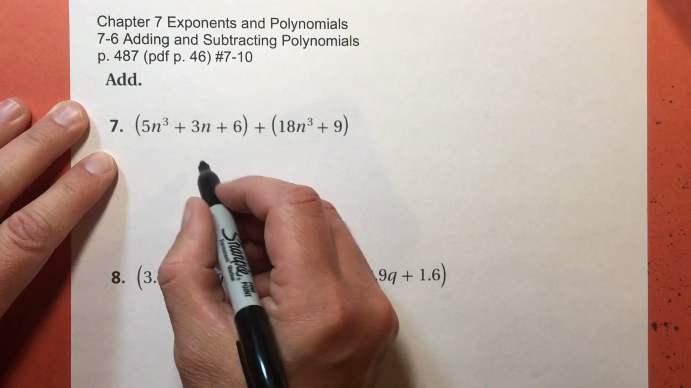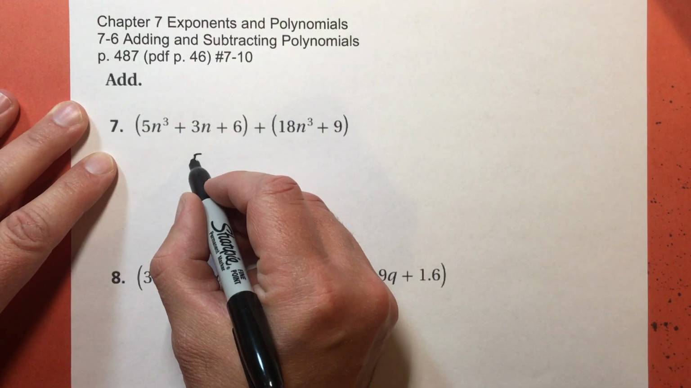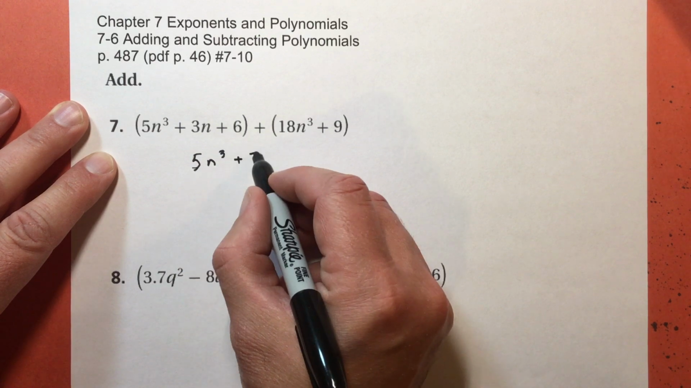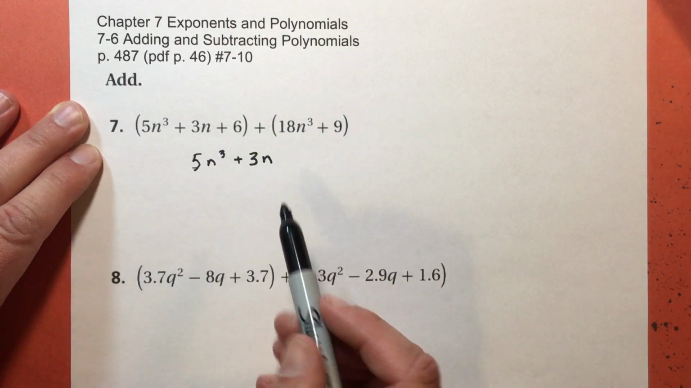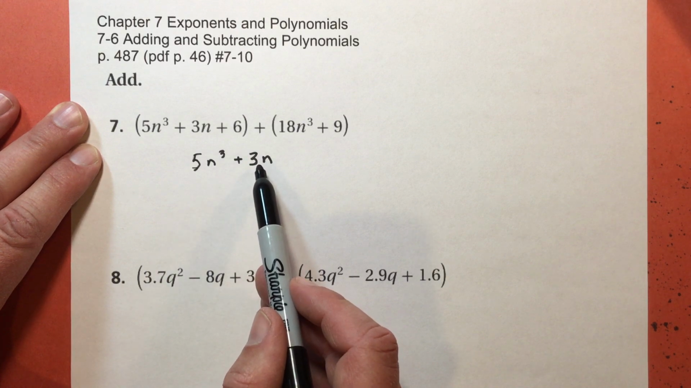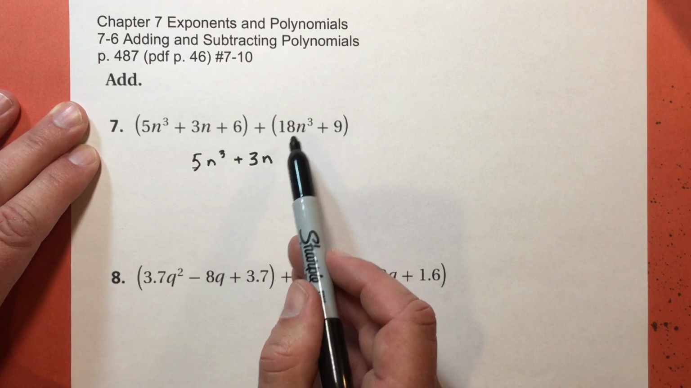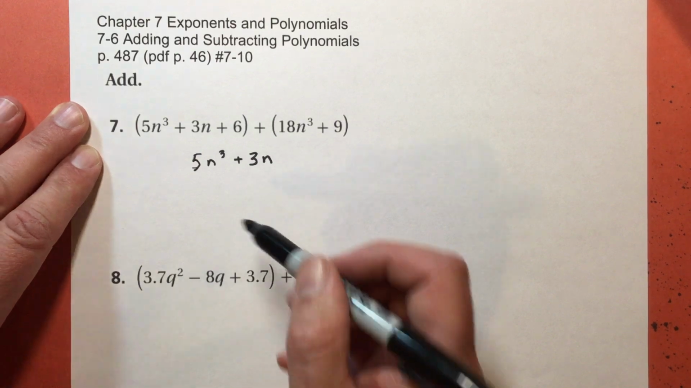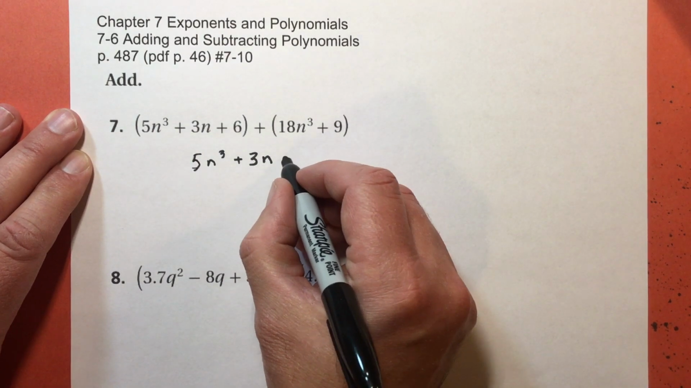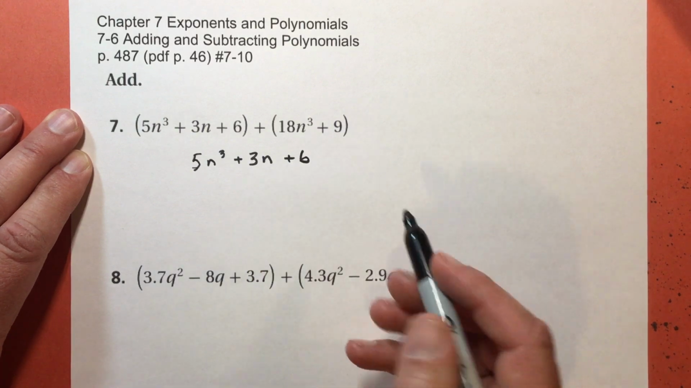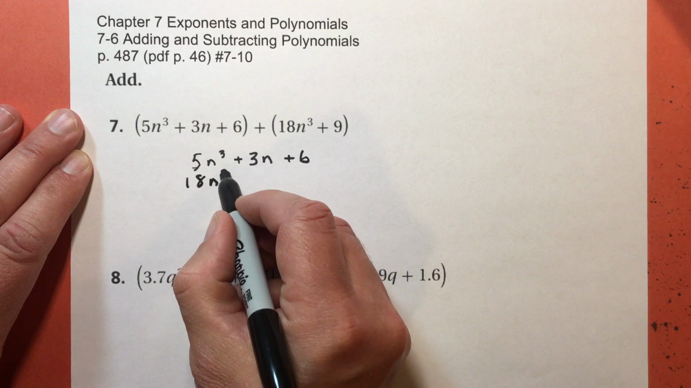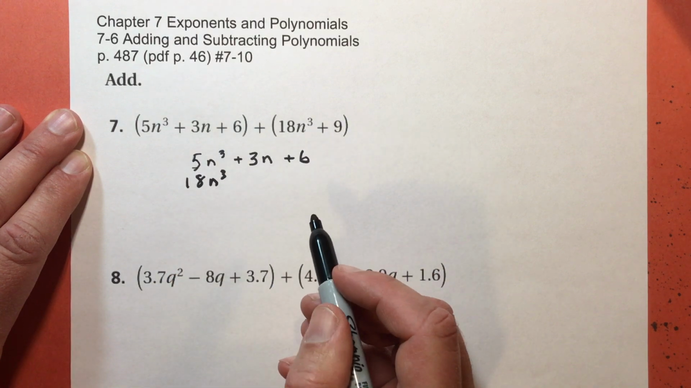Over here I do not have n to the second power or even any n's. So I can use this one to start. I can do 5n to the third plus 3n. And keep in mind that maybe I might need to put 0 into the second power if I had it over here, but I don't, so I'm okay. I just got to remember that it's actually there, I just don't see it. Plus 6. And then I'm going to put the 18 into the third power, lining it up with my other n to the third power.